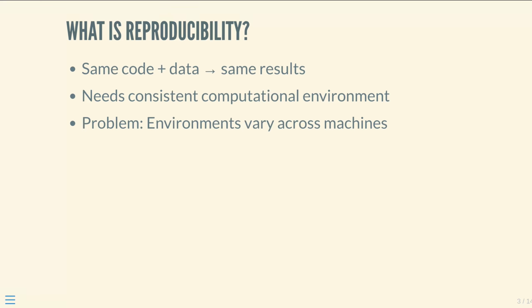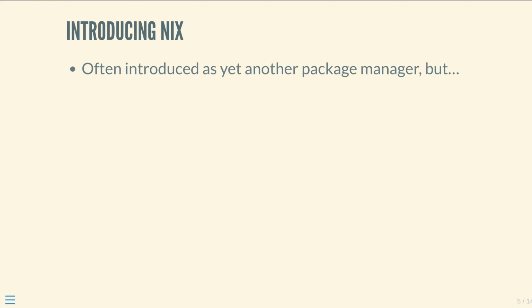So what is reproducibility? This is really the starting point, and this is really why we use Nix: it's a package manager that focuses on reproducibility. Ideally, if you have the same code and the same data, you get the same results. You need for this a consistent and reproducible computational environment, but these environments vary across machines, and this is where Nix helps. However, it's not just about the same code and the same data. It's also about the same execution steps. So you need to be able to rerun your analysis in the same way that it was done originally. And here Nix can help as well.